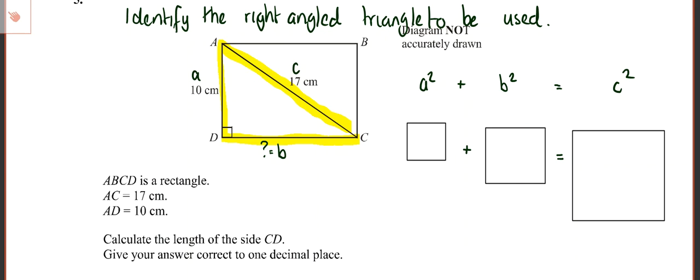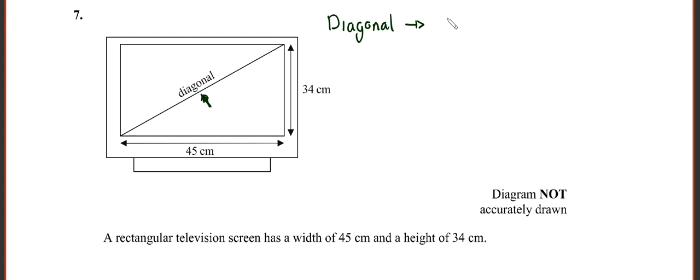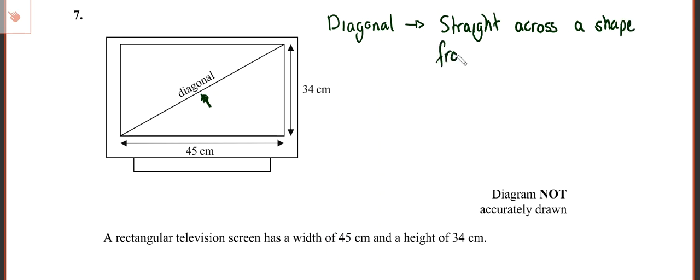Right, I'll let you guys. That diagonal means straight across a shape from one corner. There is a better name for corner. Call it vertex. To another. So lots of shapes can have diagonals. They don't have to be going diagonal. They could be going vertically up or across.